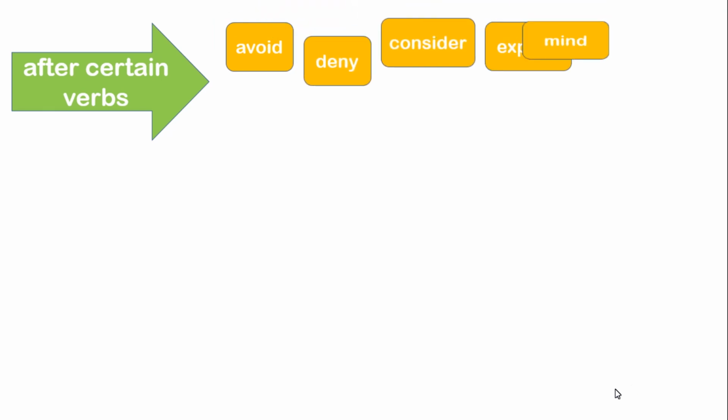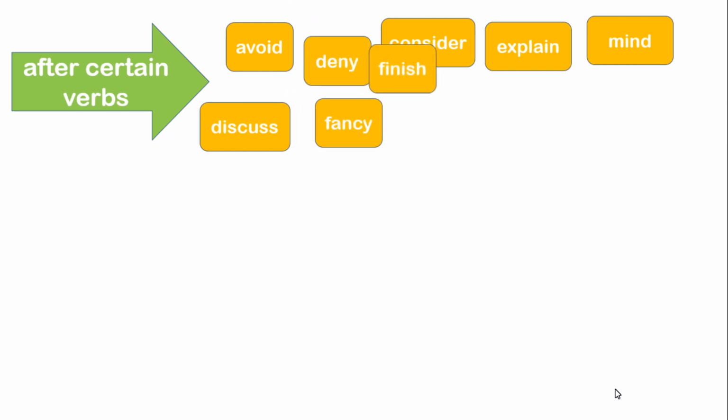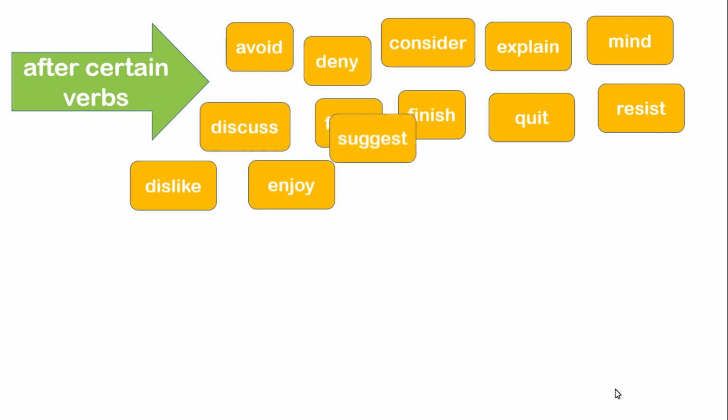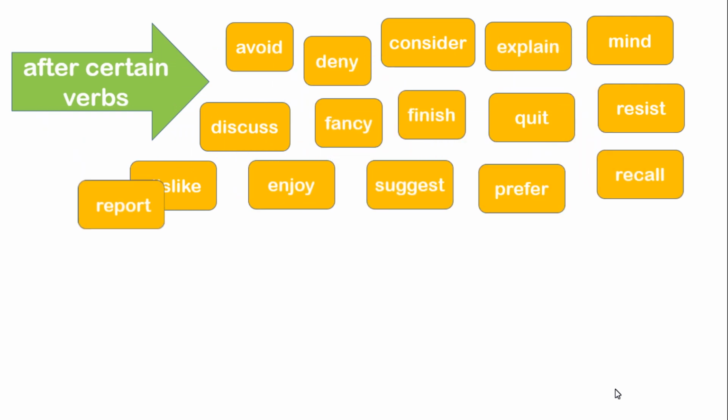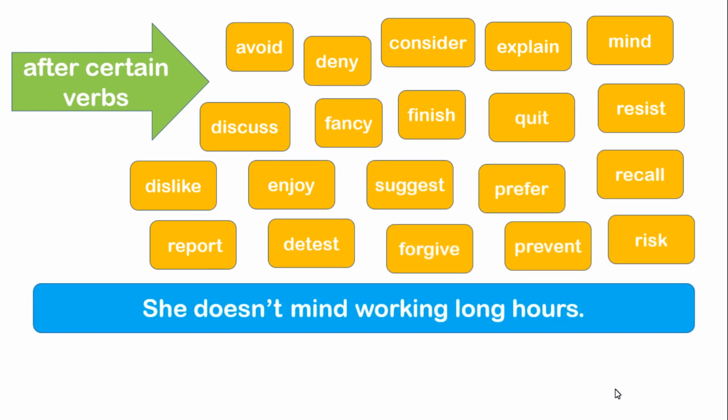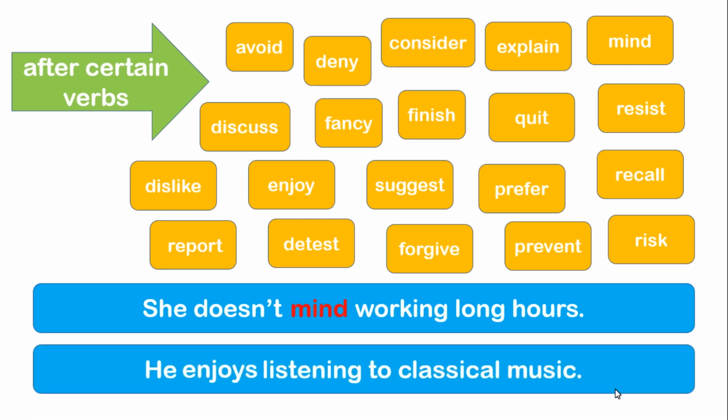Next, a gerund is used after certain verbs, such as mind and enjoy. For example, she doesn't mind working long hours. He enjoys listening to classical music. Okay, you have learned how to use a gerund in sentences.